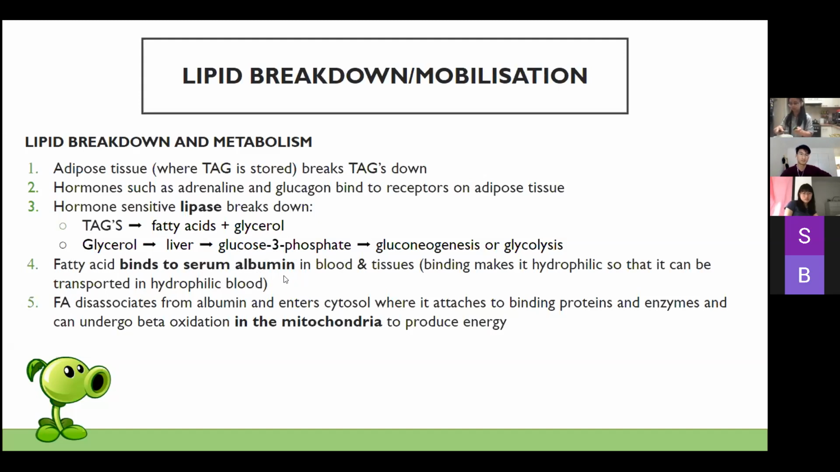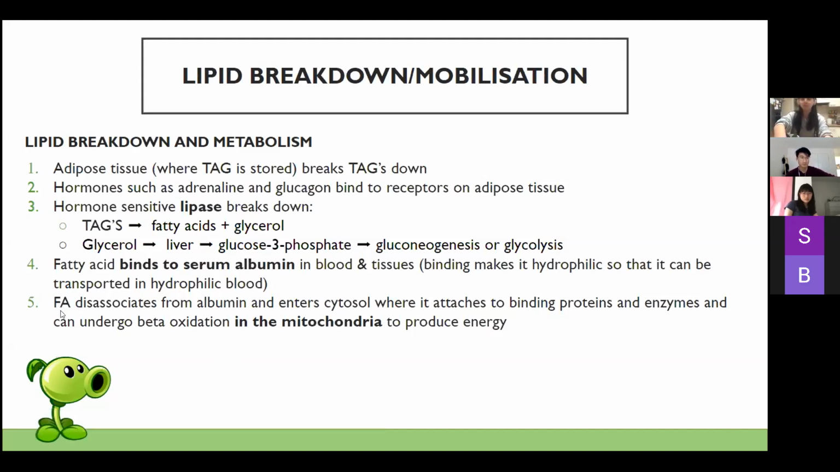Similar to chylomicrons and VLDLs. The fatty acids in those pathways, the exogenous and endogenous pathways, need to bind to the protein to make it a lipoprotein. So it's a pretty similar process here.